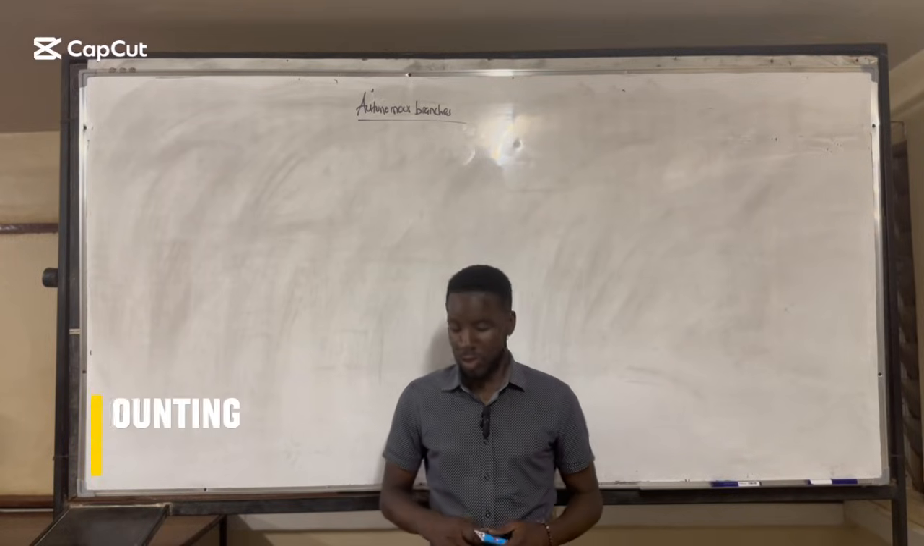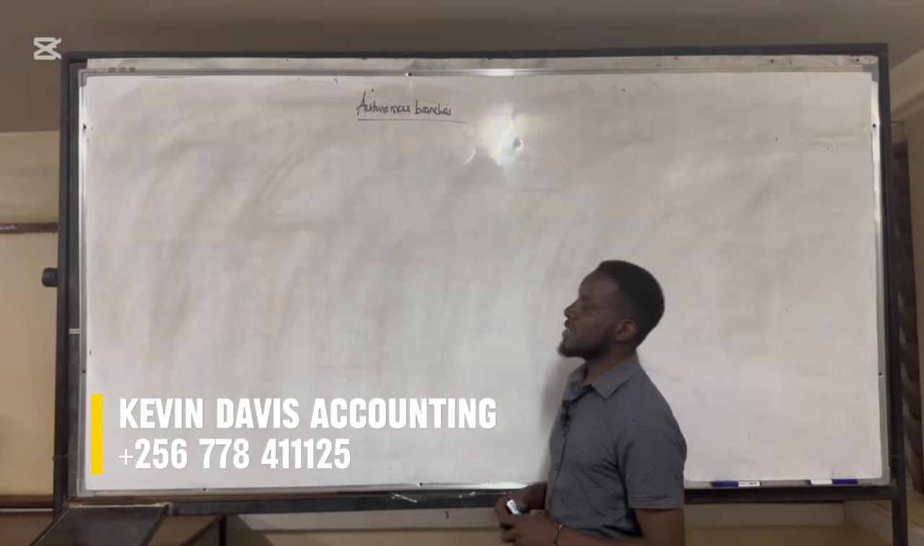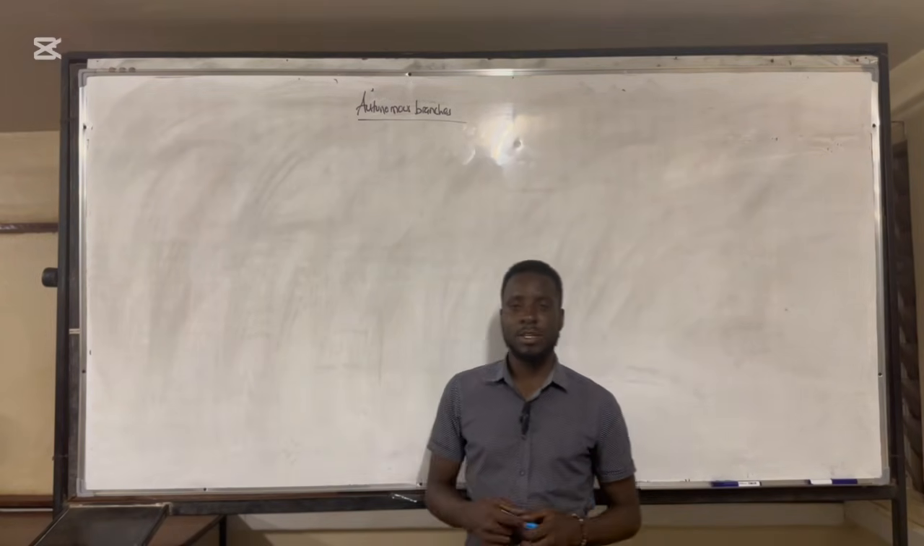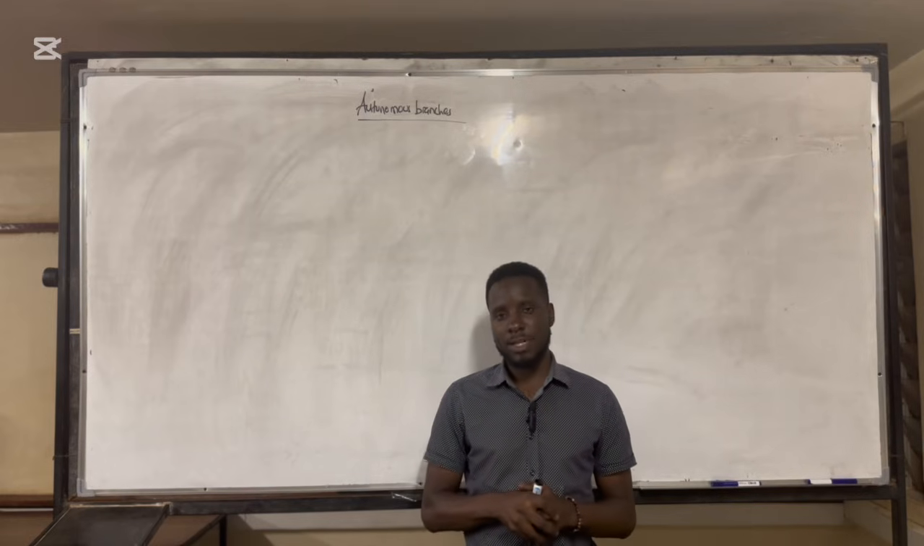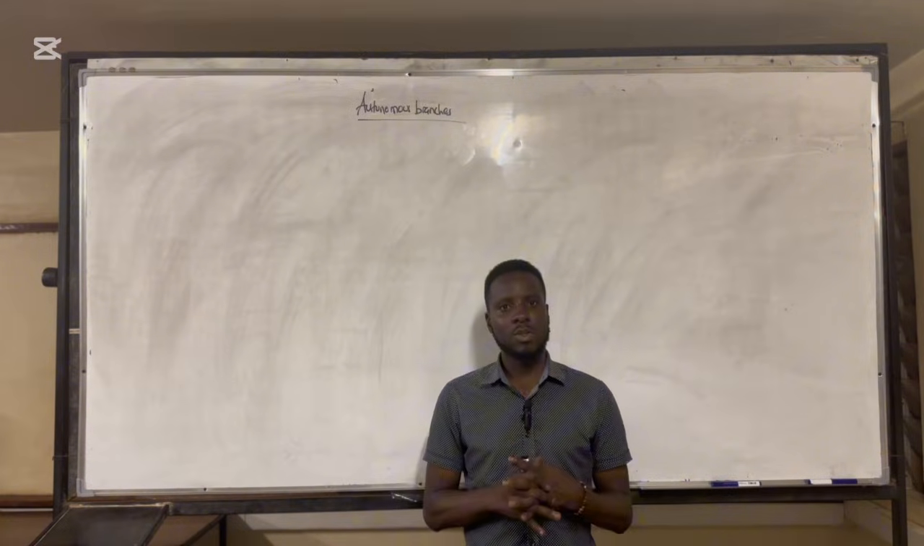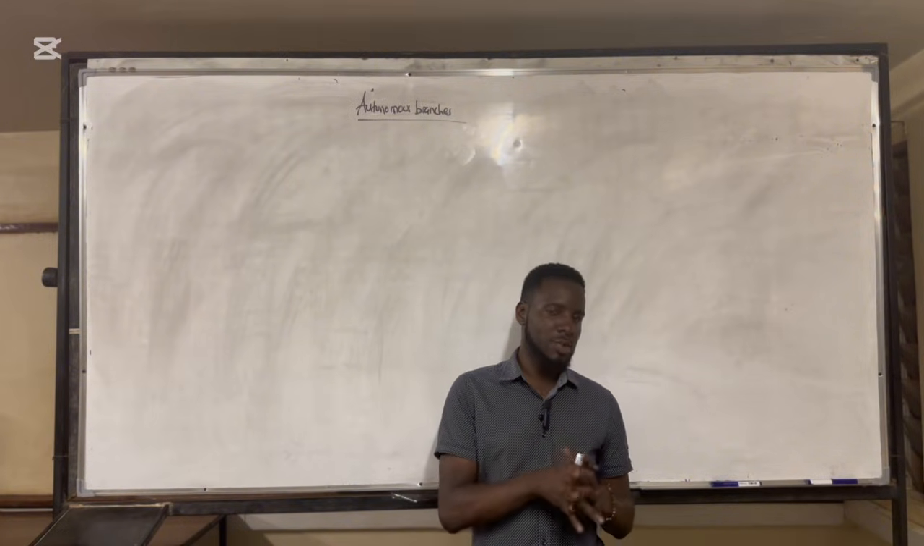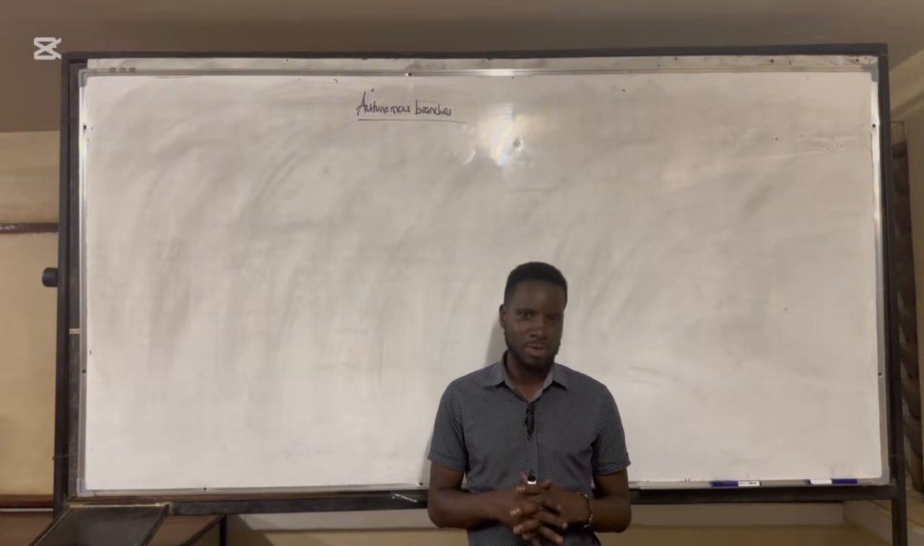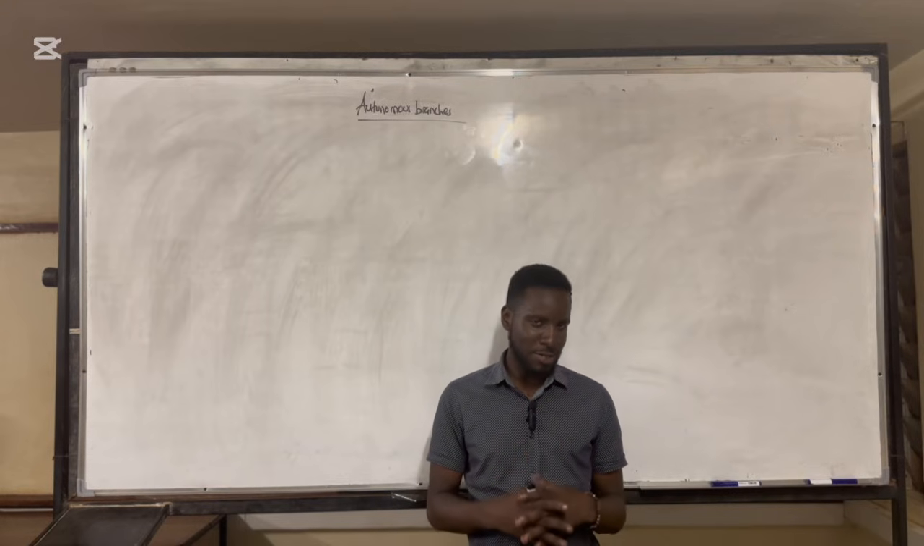Good day. So today we are going to look at autonomous branches. In my introduction, I said that autonomous branches are branches that are independent. It means that they can prepare their own set of accounting books, so they can have an accountant.